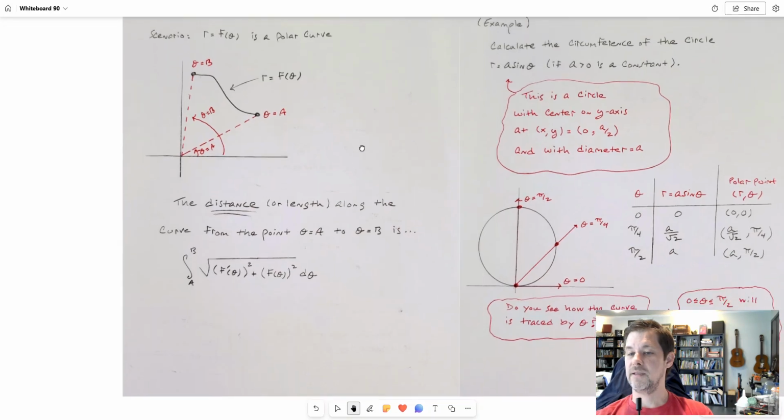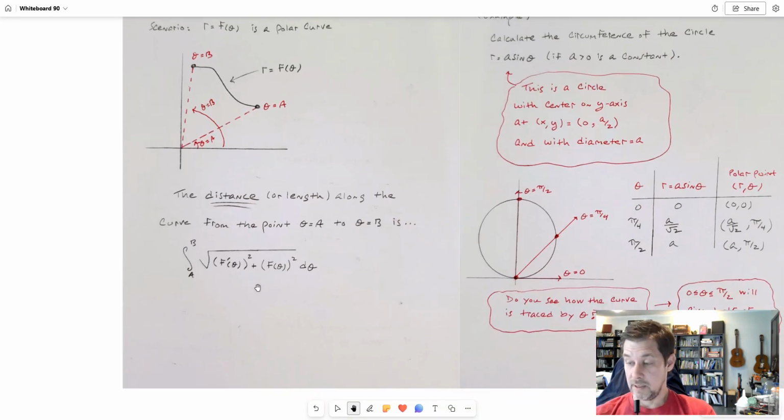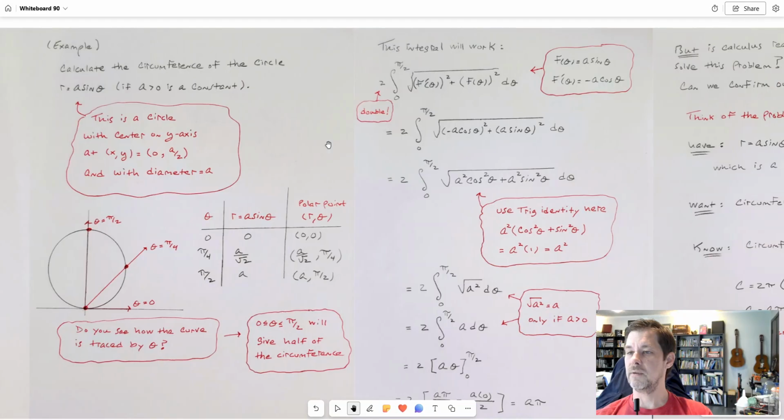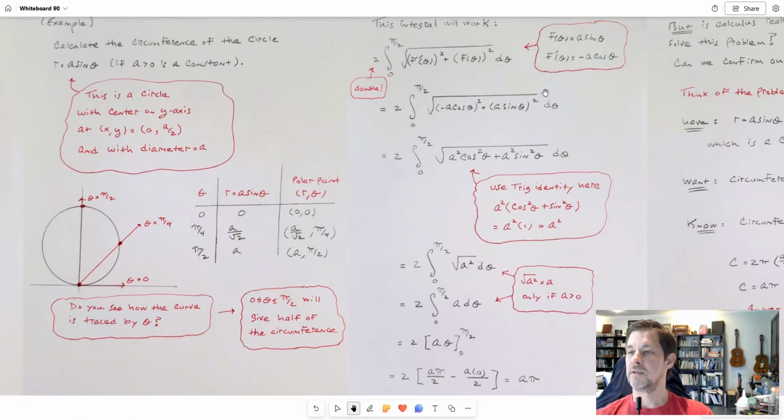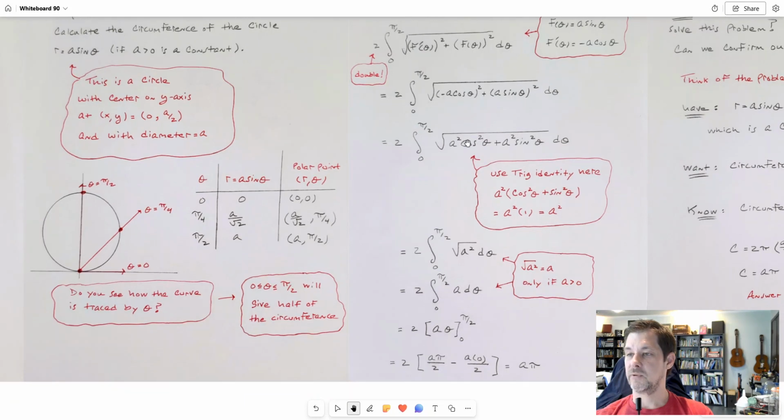So if this is the integral that gets you the answer, the arc length, then we will double it. Our bounds will be 0 to pi over 2, root f prime theta squared plus f of theta squared d theta. F of theta is a sine theta. Its derivative, since a is a constant, is negative a cosine theta. So I put that in here. Okay? All right. Then I realize, well, I've got to apply this exponent here, this square. I get a squared cosine squared plus a squared sine squared.